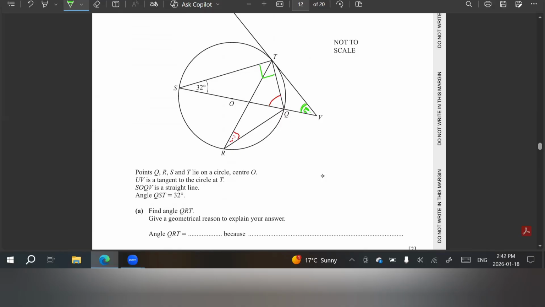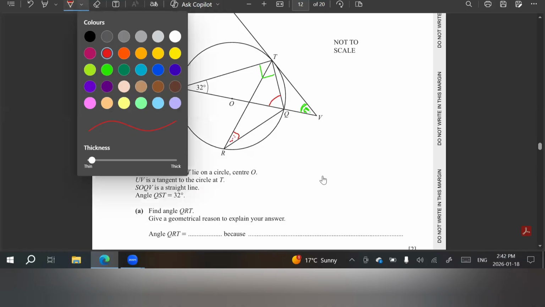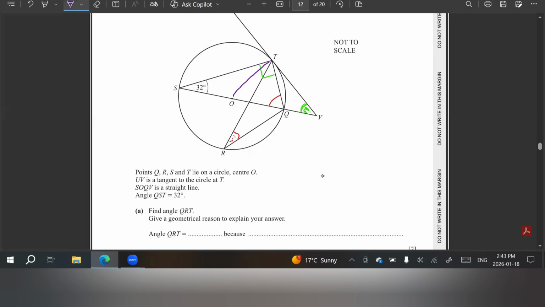What I will do is join the center. Very easily I can find this. So I can join this angle. So what I will do, I will join the center here. So this is your tangent.